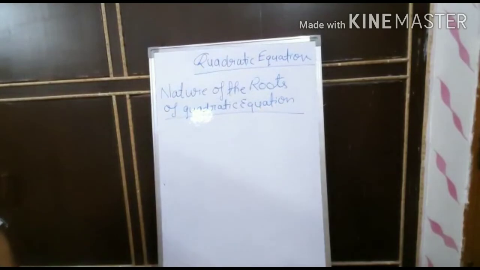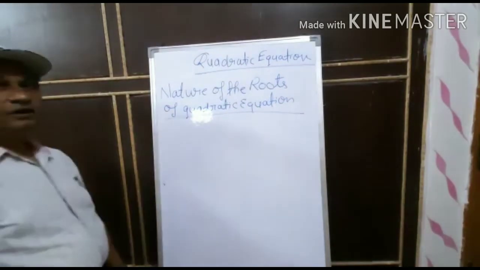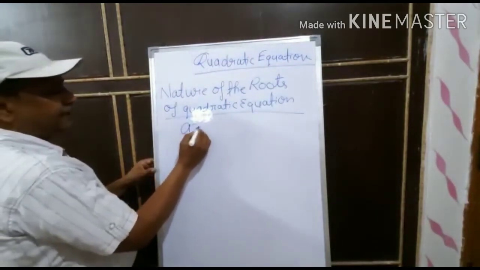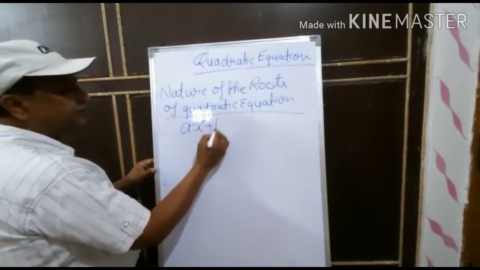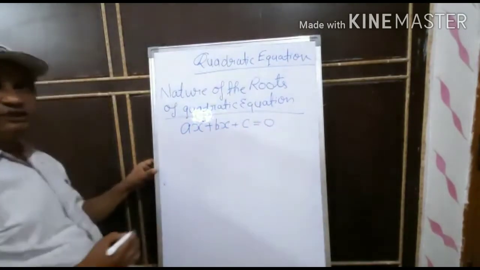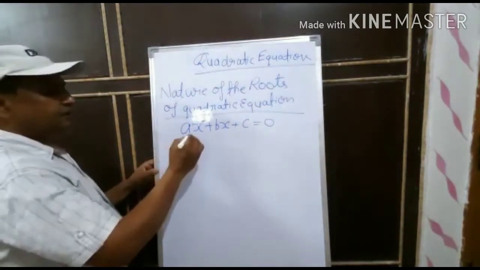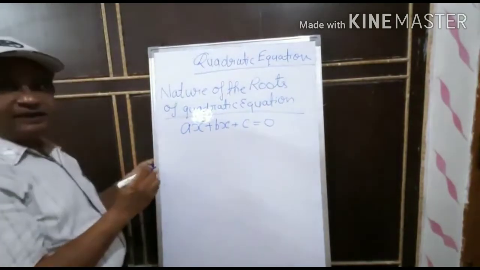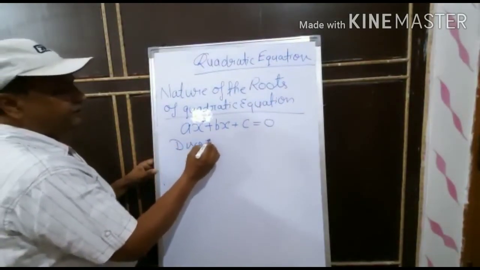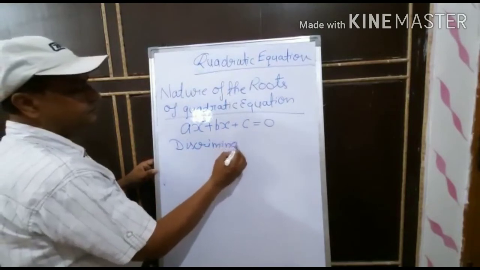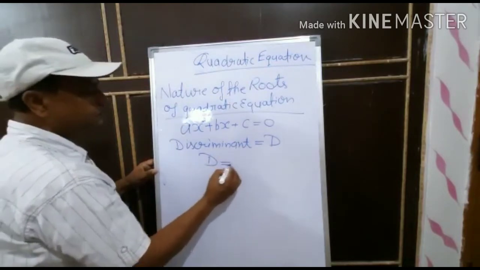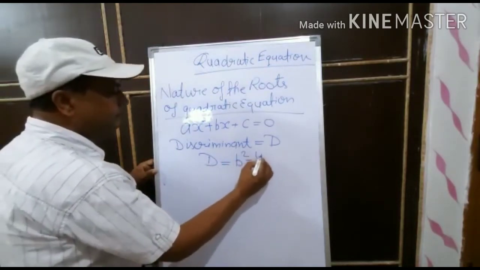For finding the nature of the roots of the quadratic equation, we first find the discriminant. Ax square plus bx plus c is equal to 0. This is the standard form of quadratic equation. Now first we find the discriminant. Discriminant, capital D is equal to b square minus 4ac.